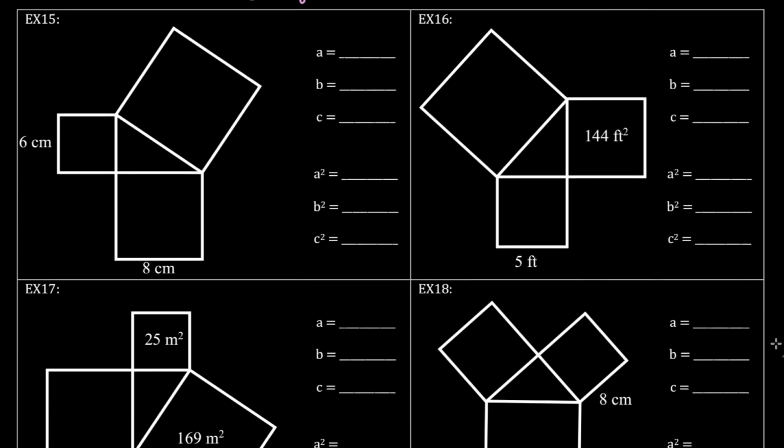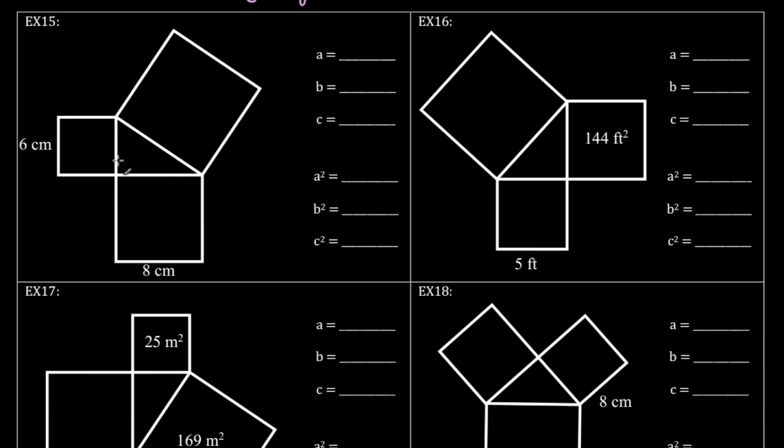All right, so let's label our right angle first. And then, so this is the hypotenuse. This is C. This is a leg. It can be A or B, and then this one will be B, I guess.